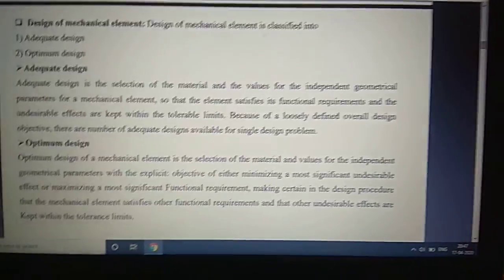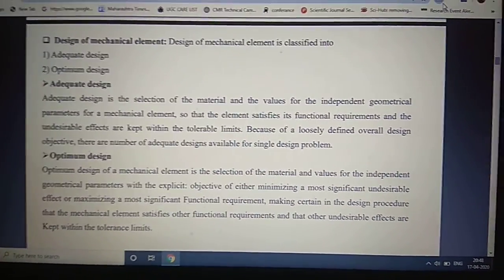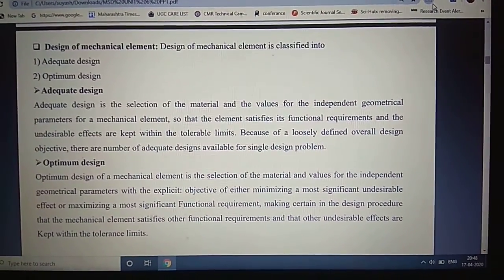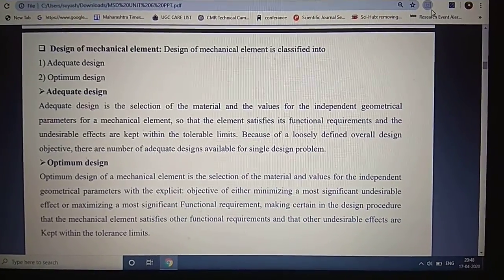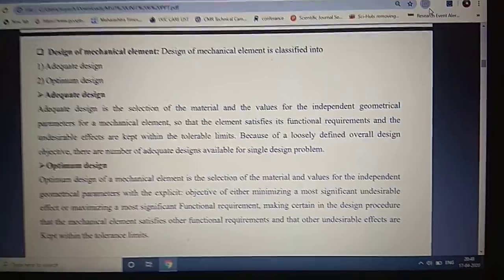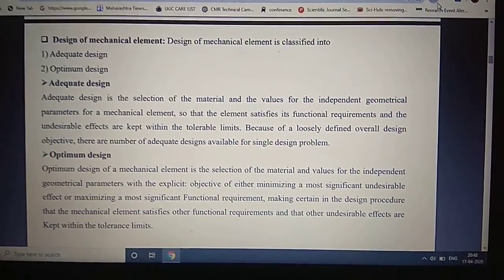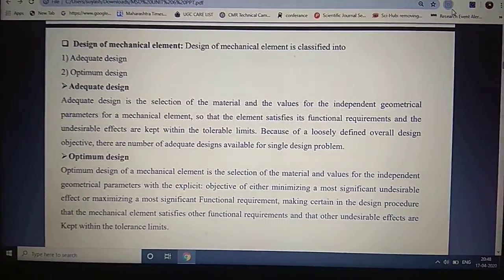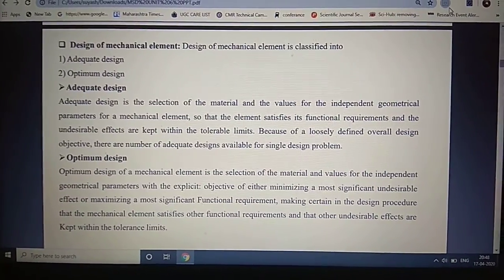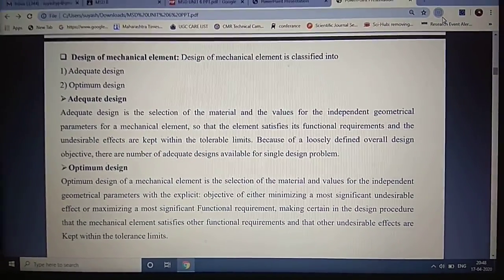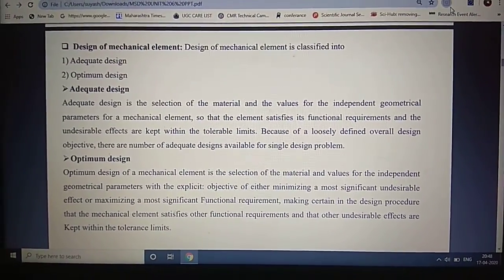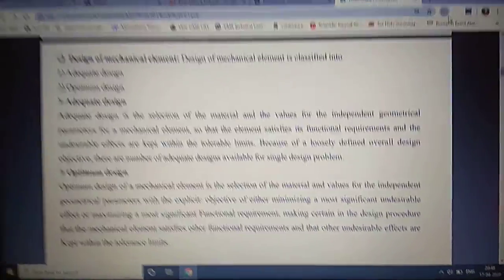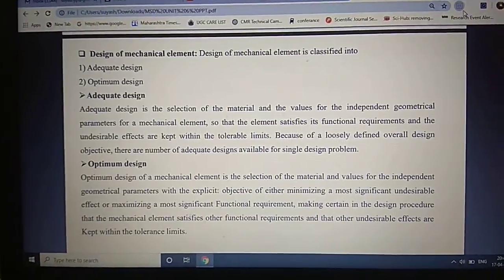Now the optimum design. In short, you select the material and the values for independent geometrical parameters with the objective of either minimizing the most significant undesirable effect or maximizing the most significant functional requirement, making certain that the mechanical element satisfies other than functional requirements, so undesirable effects are kept within tolerable limits. So in adequate design, the independent geometrical parameters for mechanical elements are considered, and in optimum design you select the materials by selecting a number of solutions and their values, and accordingly select its parameters.